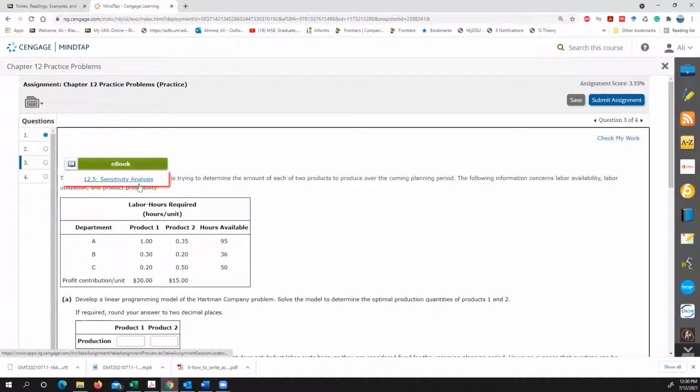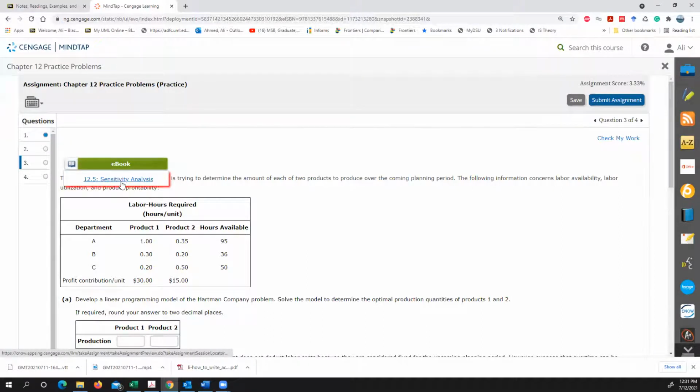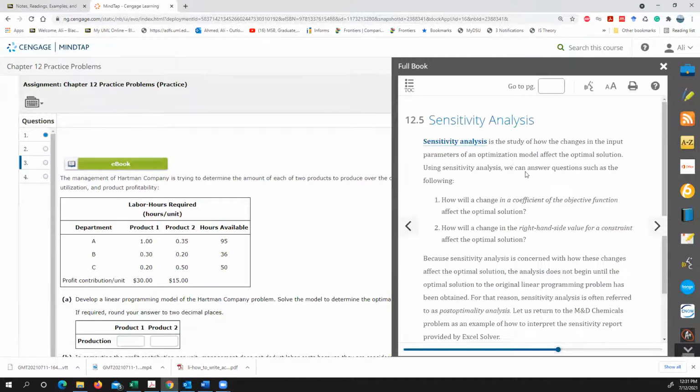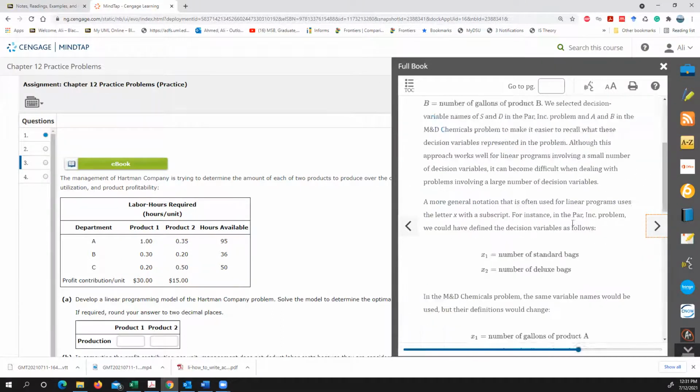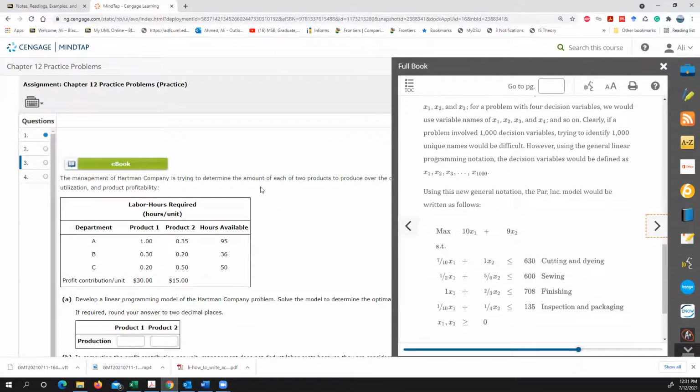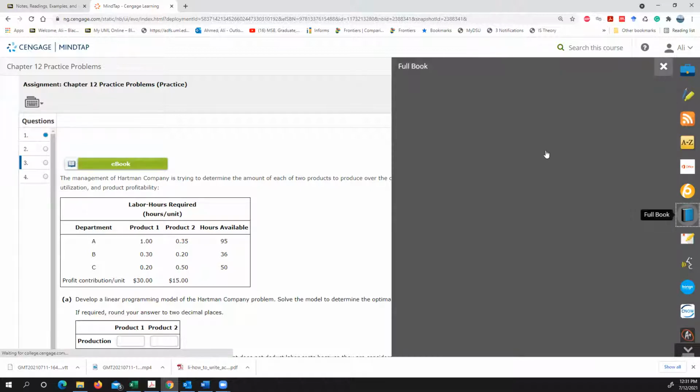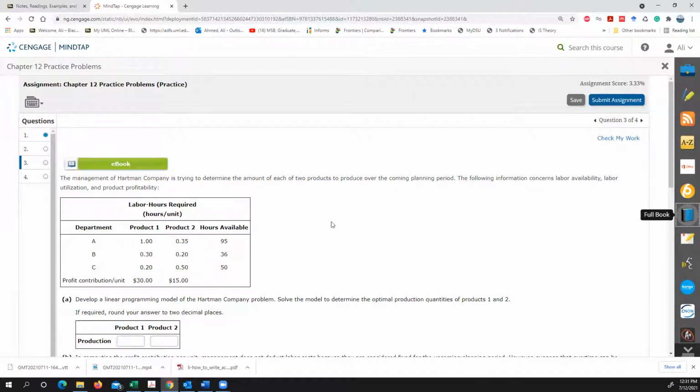I would say before going into question 3, you should understand sensitivity analysis. So read this section carefully. Just read every line of sensitivity analysis from your textbook, because question 3 and 4 and even question 1 were actually based on sensitivity analysis. Everything we have to do is not just optimize the solution, but also show how sensitive the solution is.